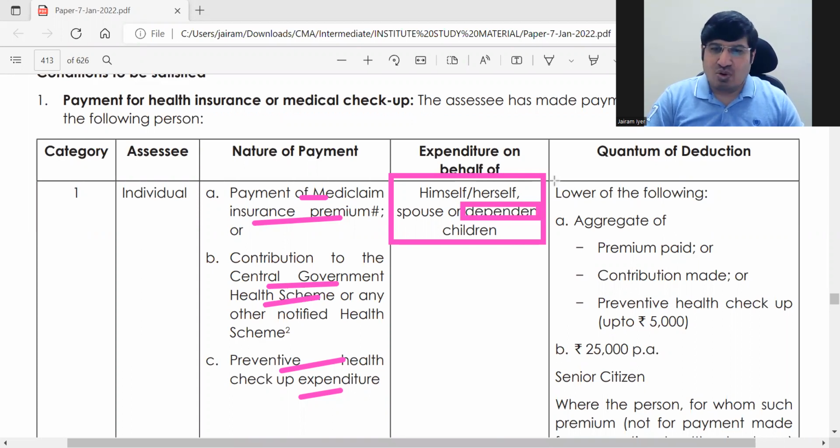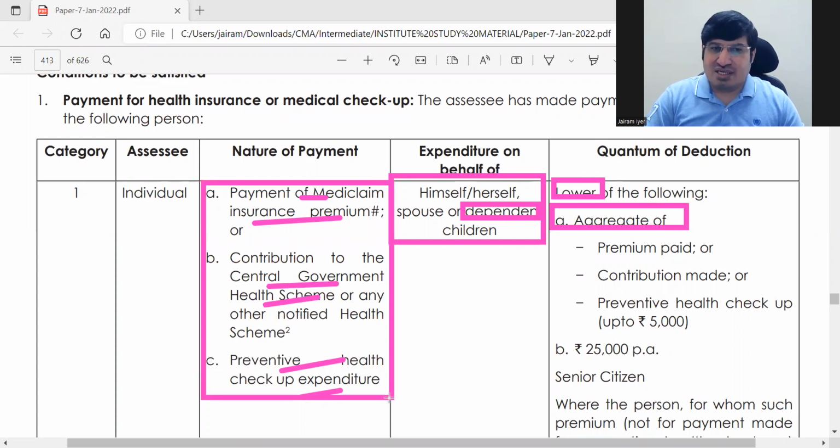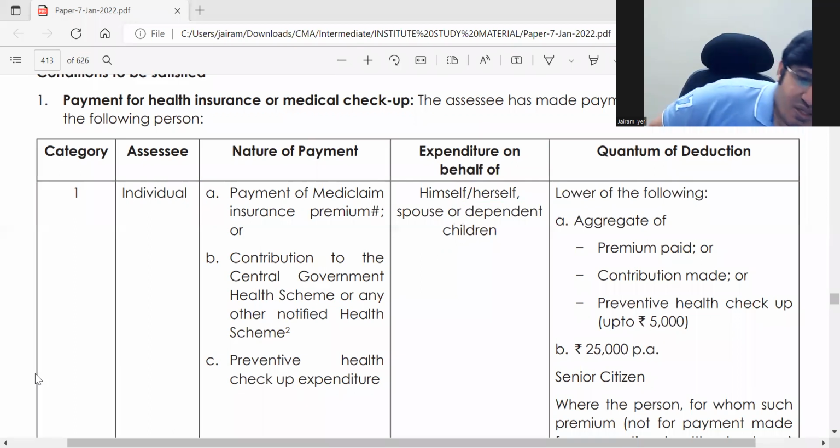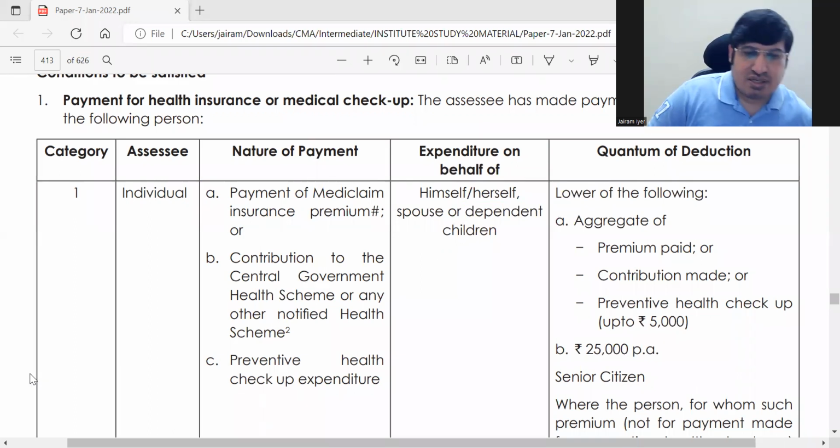Okay, so lower of, least of is taxable. One is aggregate of all these 3. ये तीनों का aggregate. Okay, ठीक है, aggregate of all these 3 and preventive health checkups limited to 5,000 and up to maximum you can get is up to 25,000. ठीक है, if the person for whom you are paying premium is senior citizen then 25,000 is increased to 50,000. ठीक है, ये देखा था हमने already in the last lecture, right?